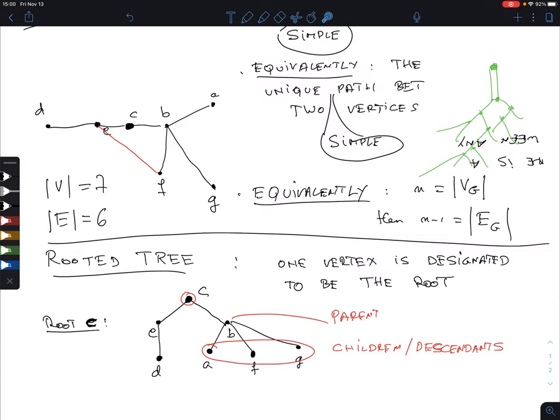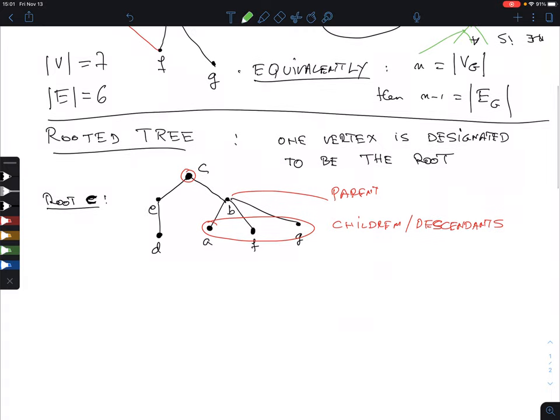Now, what is the very farthest point that a tree ends in? Well, at least in the summer, it has leaves. So these guys, we are going to call leaves. So vertices without children are called leaves.